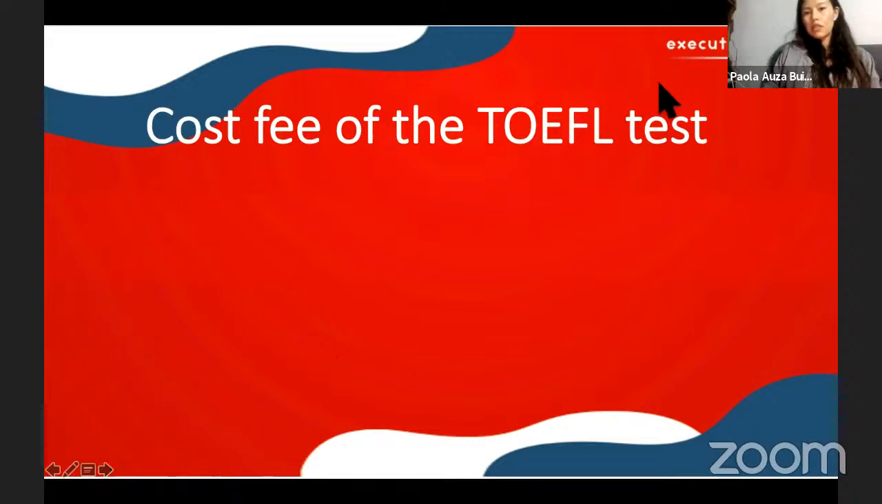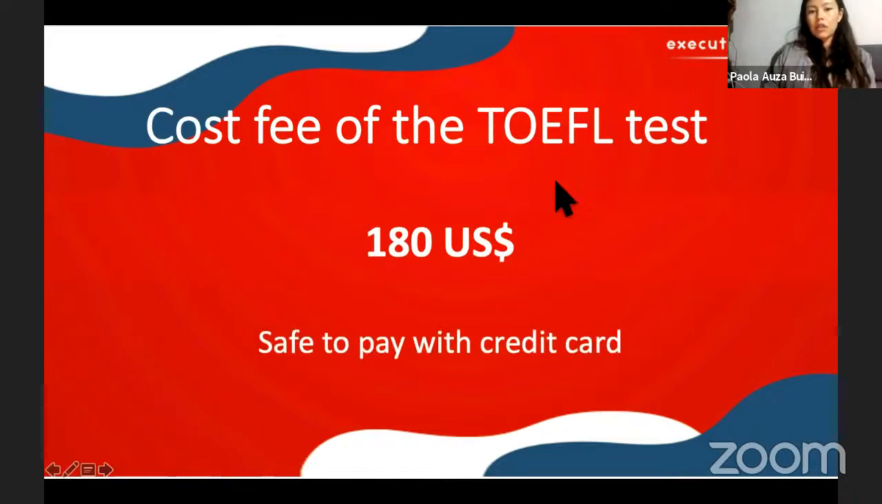Okay, how much is it? As we already saw, how much is the TOEFL? It is $185. And it's very safe to pay with credit card.